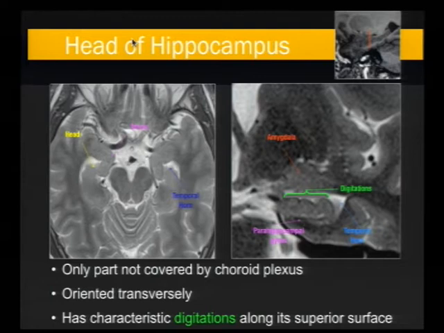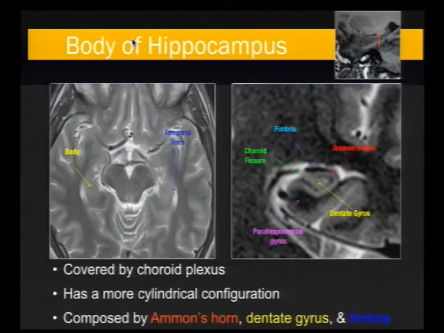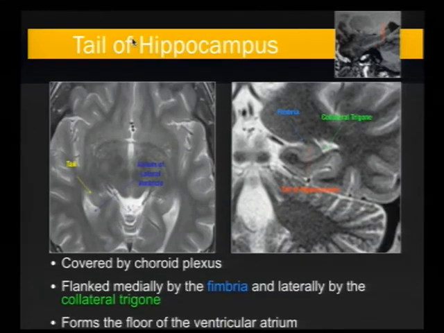It is oriented transversely. We have various bumps over the superior surface of the hippocampal head. These are the digitations. In early cases of mesial temporal sclerosis, these bumps are lost. Then we have the body of the hippocampus, which is more cylindrical. It is divided into different regions. We have the dentate gyrus. Then we have the Ammon's horns, which surround the dentate gyrus and are continuous as the subiculum and parahippocampal gyrus. Then there is the fimbria, which is over the surface of the body of the hippocampus. And then on the lateral side, we have the trigone.